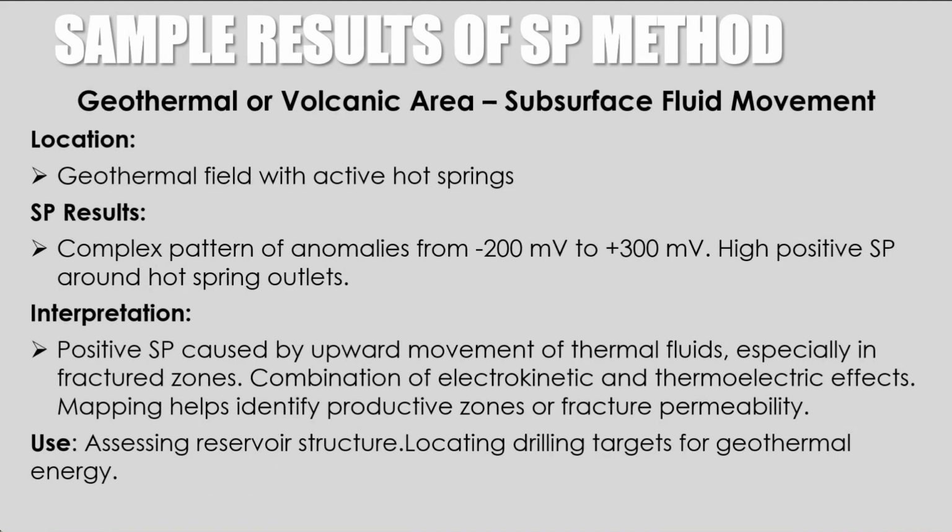And for number 4, geothermal or volcanic area, subsurface fluid movements. The location is a geothermal field with active hot springs. And for the SP results, a complex pattern of anomalies from negative 200 mV to positive 300 mV. High positive SP around hot spring outlets.